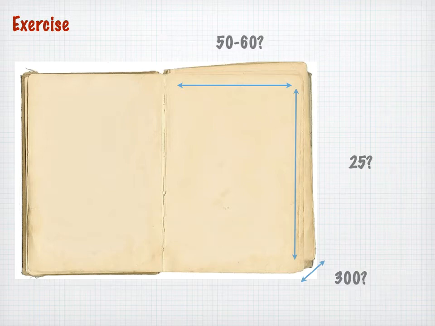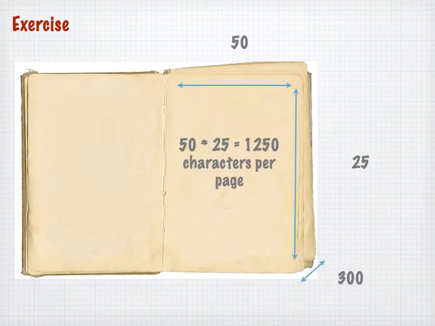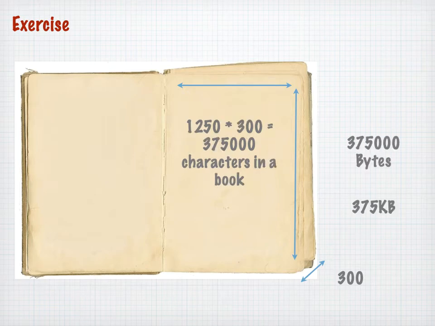So here are some example numbers. We could say, well, it's about 50 to 60 characters across, about 25 lines down, and about 300 pages. And if you multiply those all together, you get 1,250 characters per page. That's 50 times 25. And then we multiply it by the 300, and that would give you sort of 375,000 characters in a book.